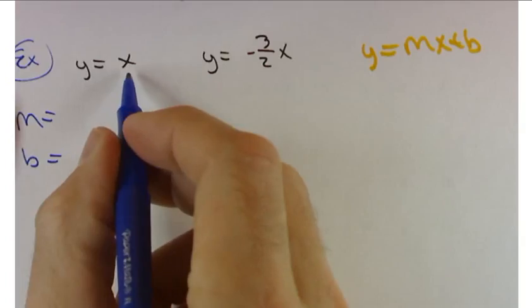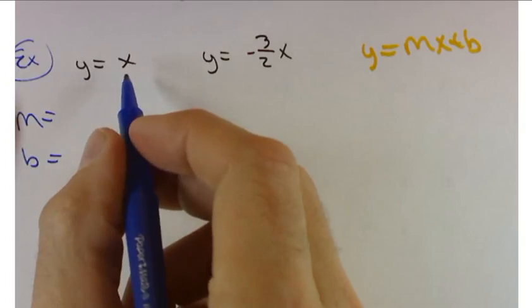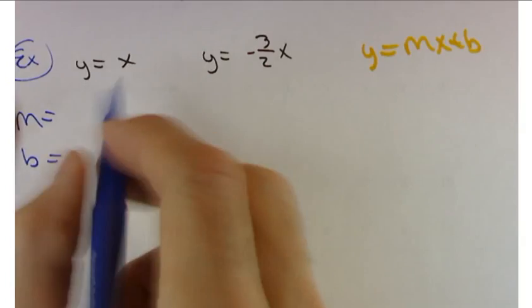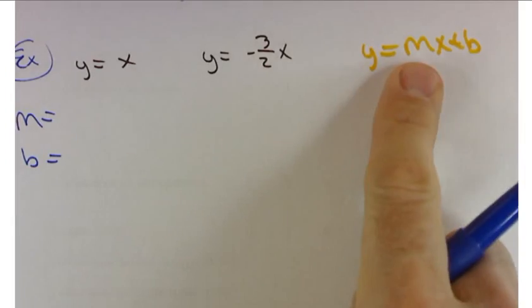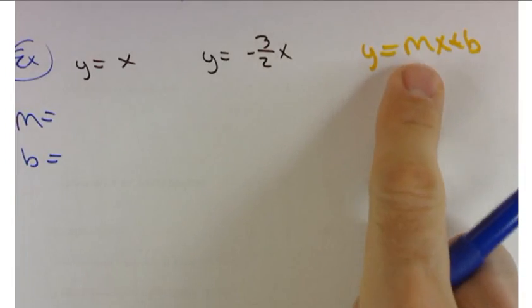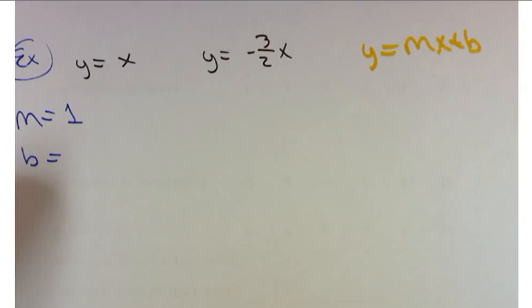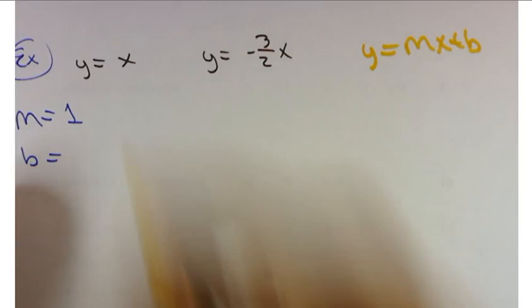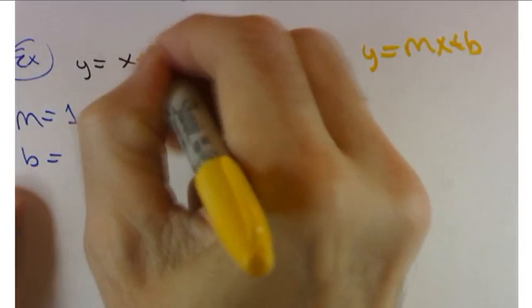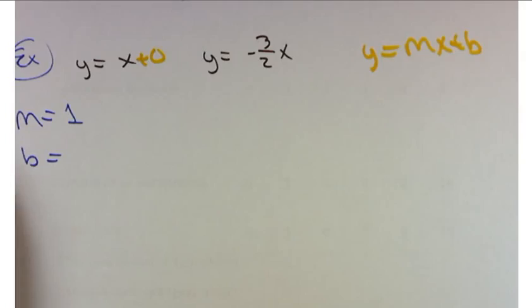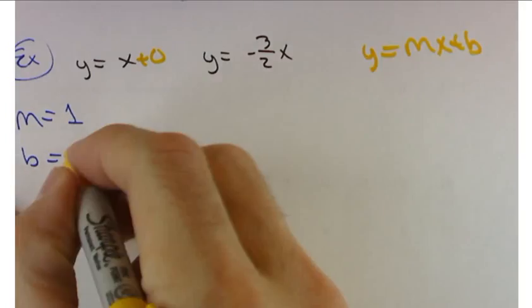What's the slope of the first one? It's always going to be the coefficient. It's going to be the number part. So it's going to be a 1. How about the y-intercept? Zero. It's not really written, but it's kind of understood. There's a 0 here. So b is 0.